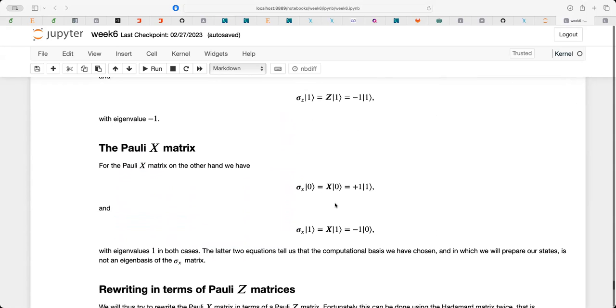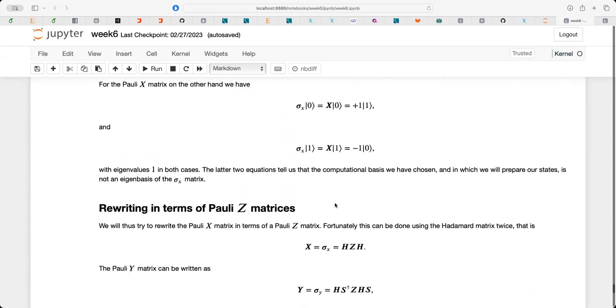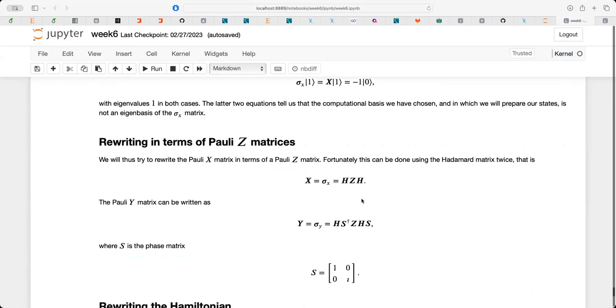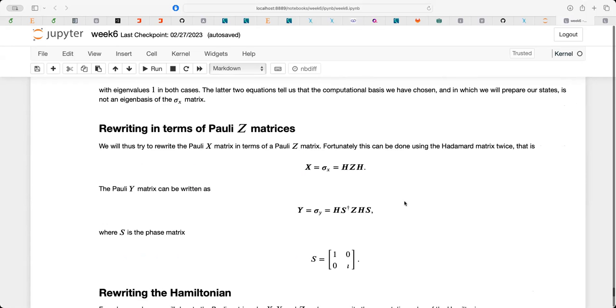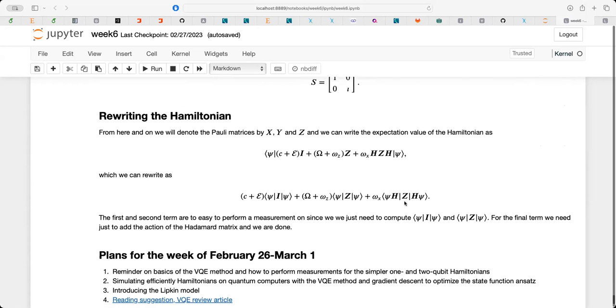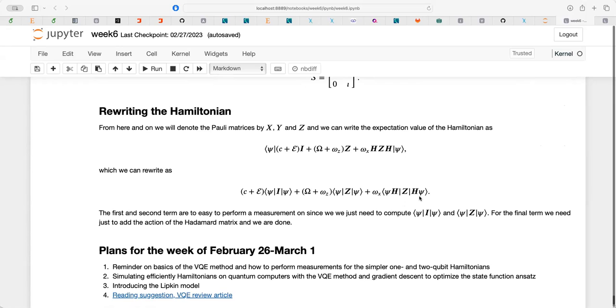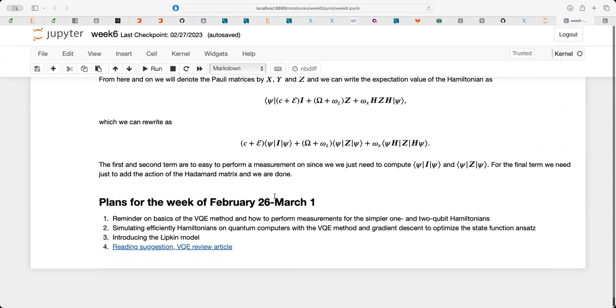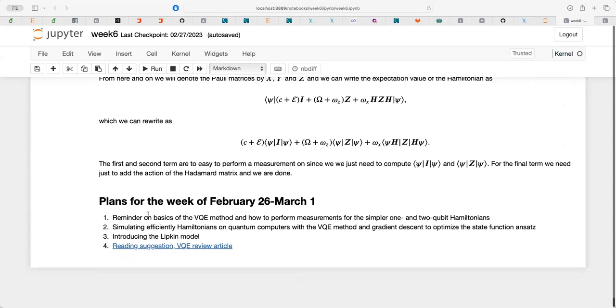So here we will also see the Pauli Z matrix, which we are rewriting in terms of Pauli X, in terms of the Pauli Z and Hadamard. And this is something which allows us to rewrite the Hamiltonian so that we are going to calculate this expectation value, this one, plus that one. So the plan for next week is to start from there.